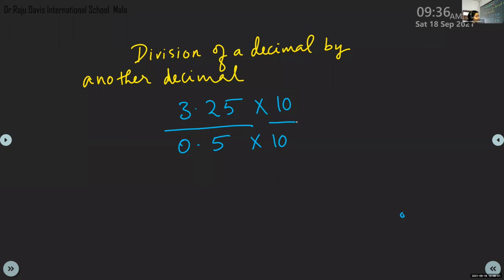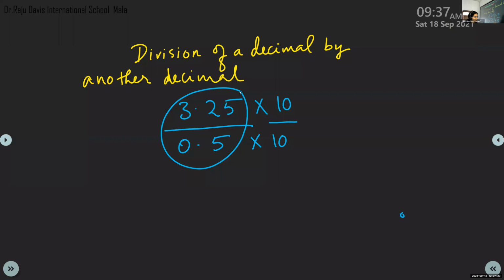I am multiplying by what? 10 by 10 means what? 1. It is equal to multiplying by 1. 10 by 10 is 1. 100 by 100 is also 1. 1000 by 1000 is also 1. So there is no change in this number if I am multiplying by 10, 100, 1000, 10,000 or 1 crore.